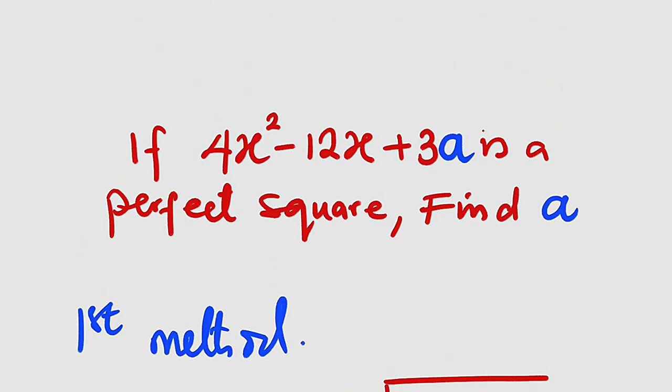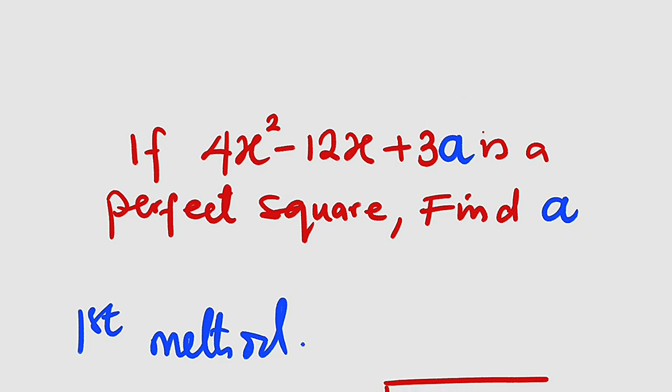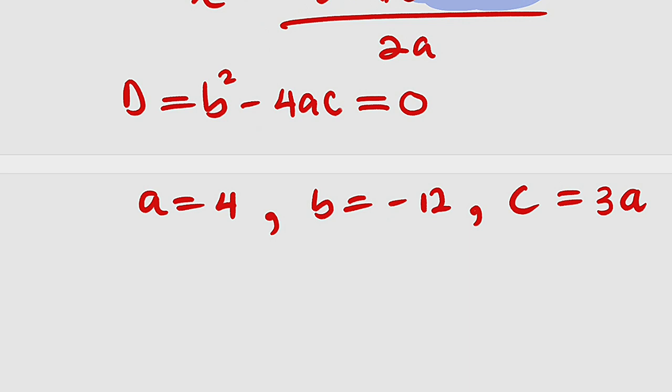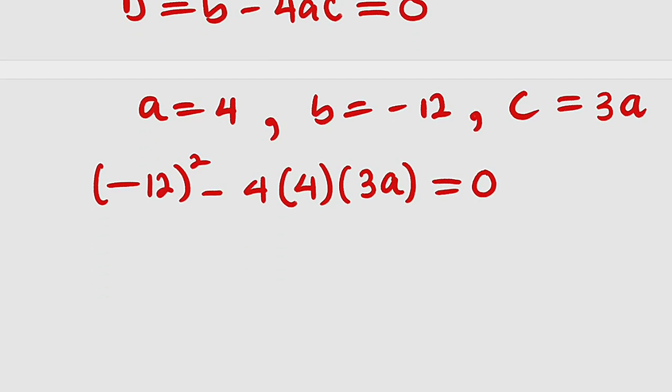And what are a, b, c? a is the leading coefficient, which is 4. b is the coefficient of x, which is negative 12. And c is the constant, which is 3a. So let's substitute them back here. a is equal to 4, b is equal to negative 12, and c is equal to 3a. So instead of b squared, we have negative 12 squared minus 4 multiplied by 4, multiplied by c, which is 3a. The whole of this must be equal to 0 for this to be a perfect square.